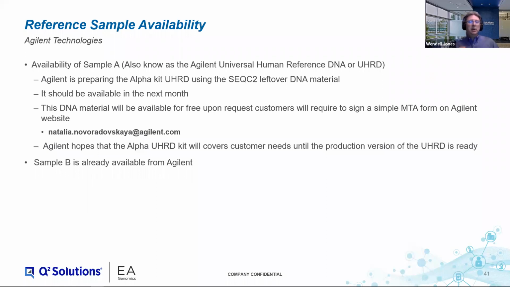And the great news is this DNA material, while it lasts, will be available for free upon request if you sign a simple NDA form at the Agilent website. And you can contact Natalia, one of the co-authors of our paper at Agilent, to find out more information. They hope that this will cover customer needs until the production version of this universal human reference DNA is ready. But sample B is already available from Agilent and can be purchased even now.